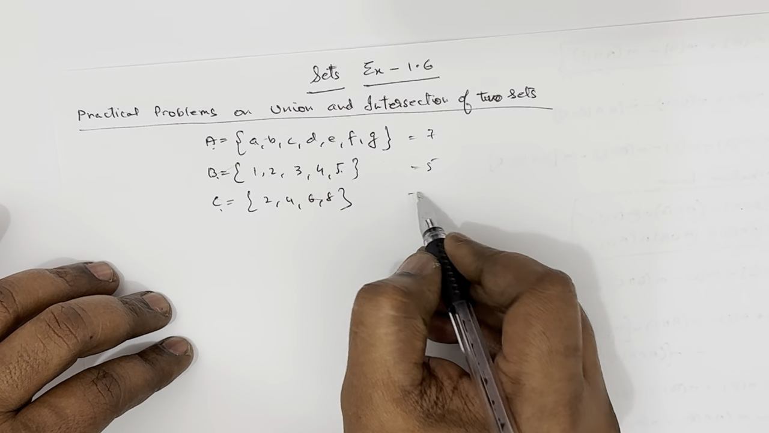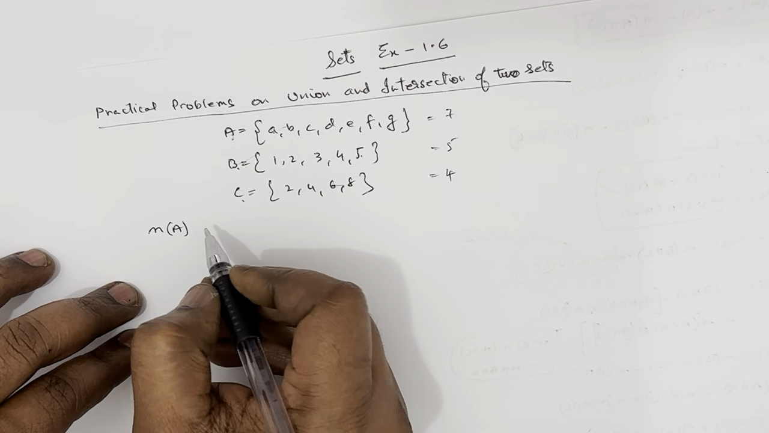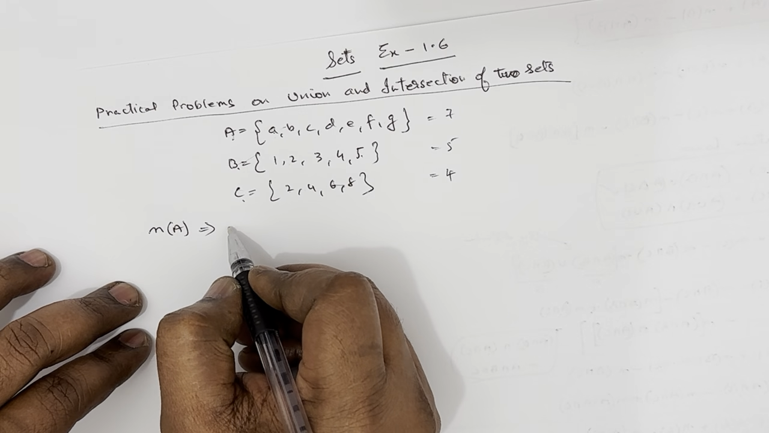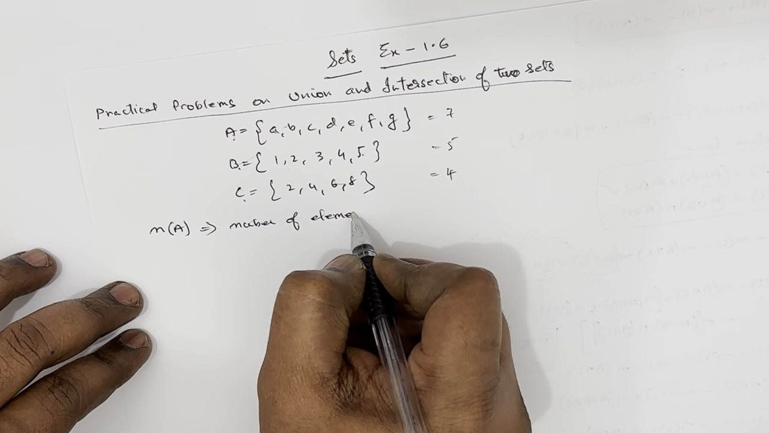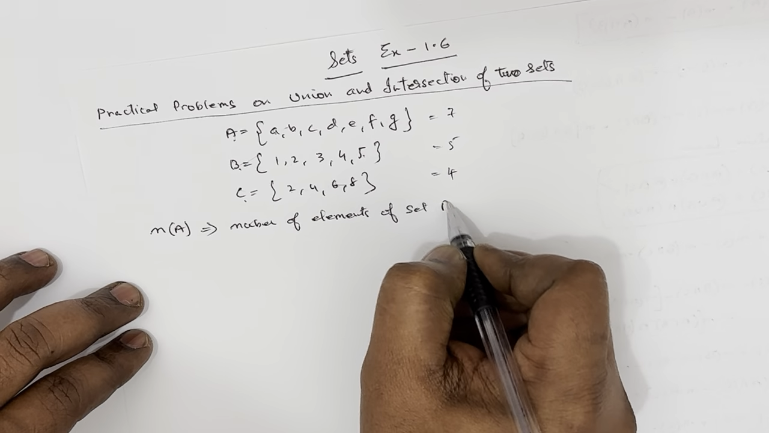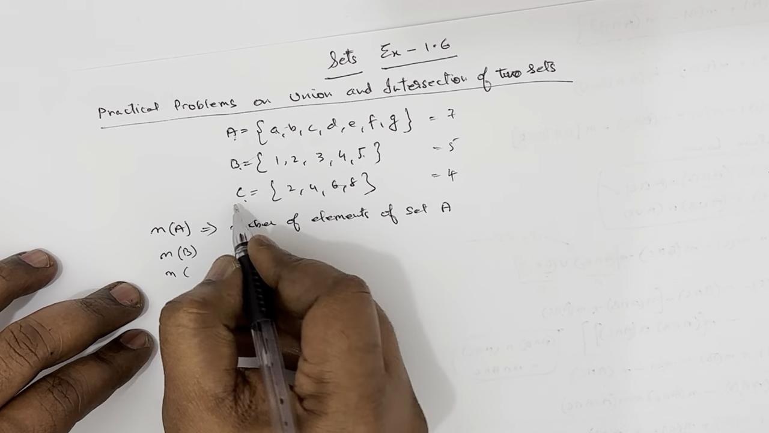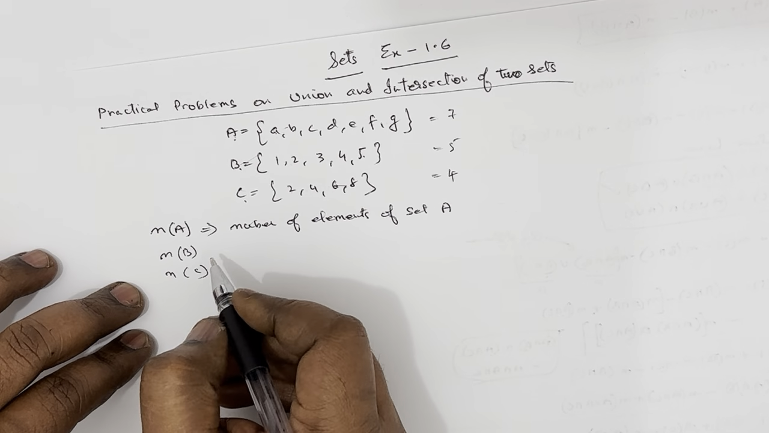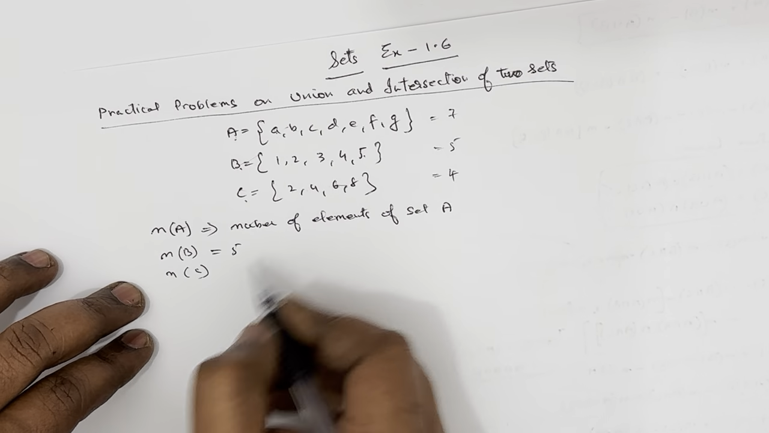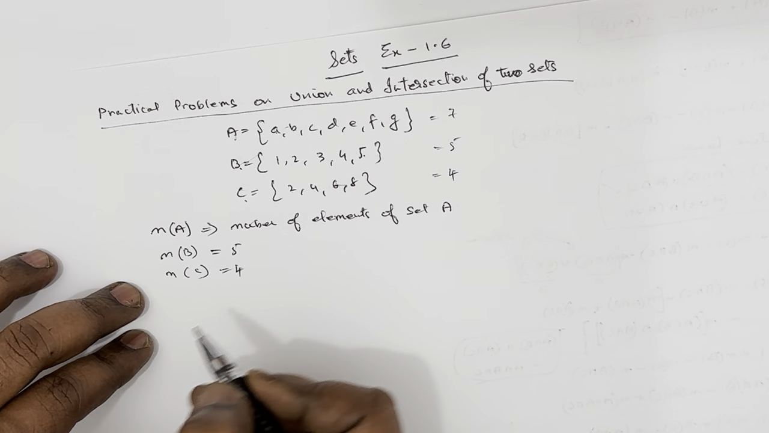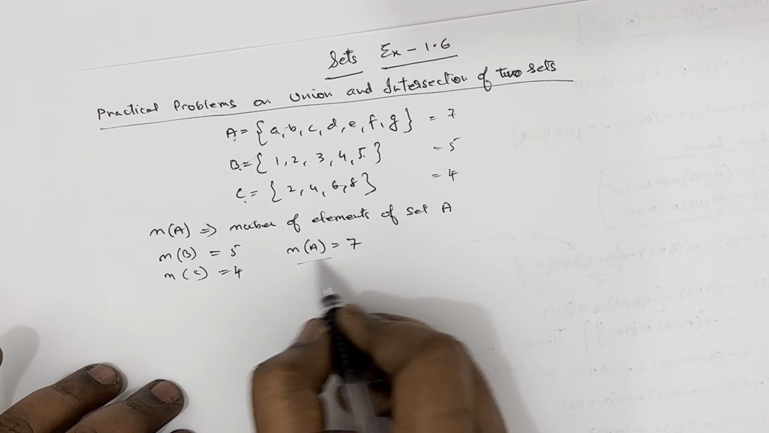Now how are these denoted? The number of elements of A is denoted by n of A, which is read as the number of elements of set A. In the same way, number of elements of set B, number of elements of set C. This is written as: number of elements of set B is 5, number of elements of set C is equal to 4, and number of elements of set A equal to 7.